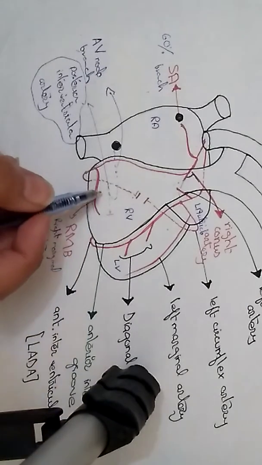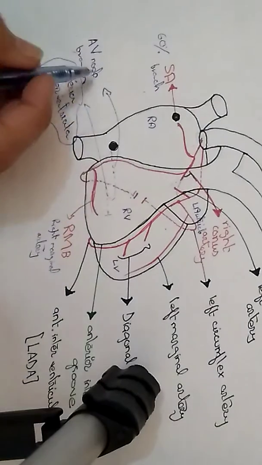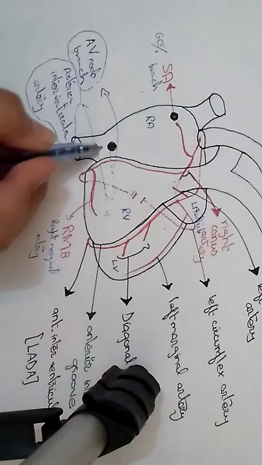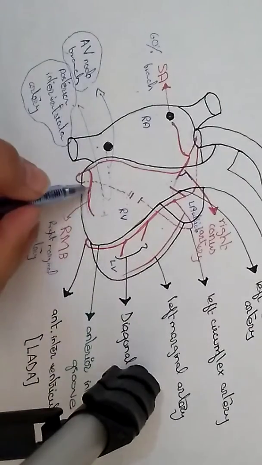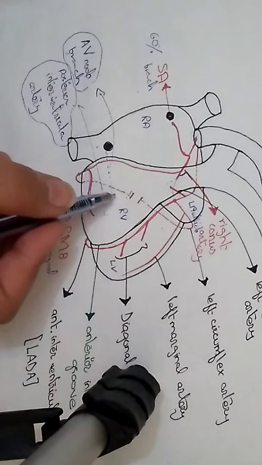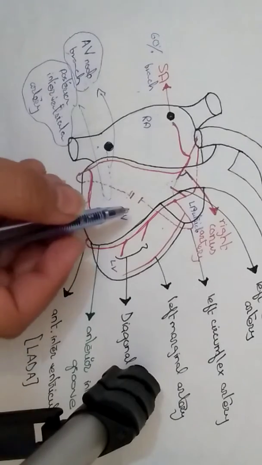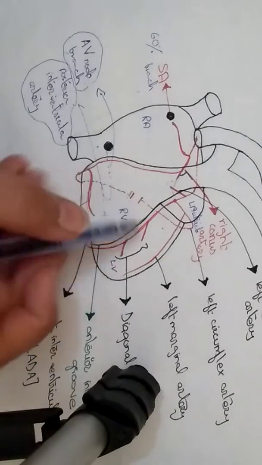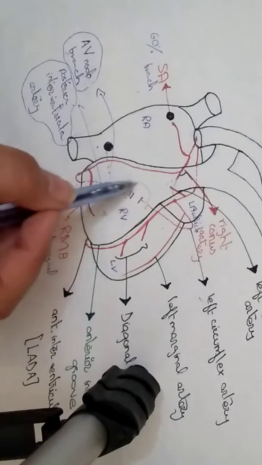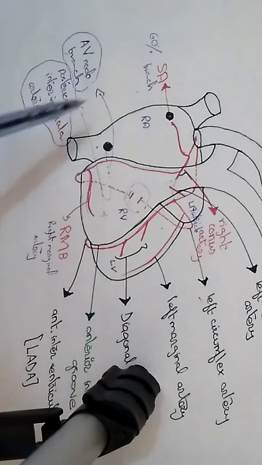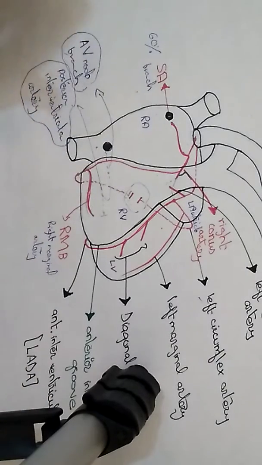From the posterior interventricular artery, another branch arises, known as the AV node branch. This AV node branch supplies the AV node. Finally, the right coronary artery moves posteriorly in the posterior interventricular sulcus and terminates by anastomosing with the left coronary artery at the crux. So this is the short discussion related to the arterial supply of the right coronary artery.